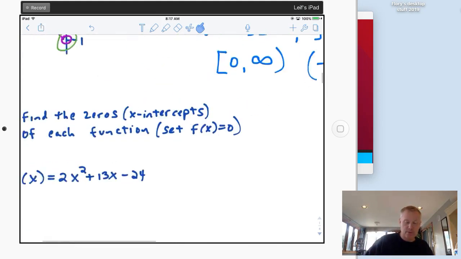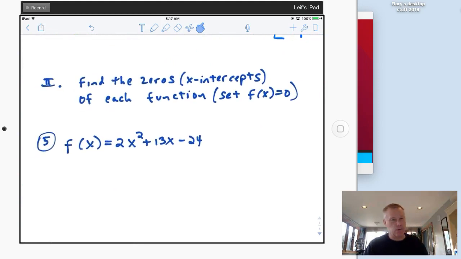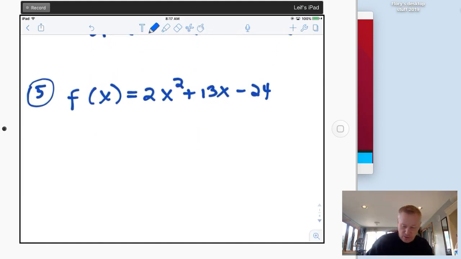All right, next, find the zeros, which is also called the x-intercepts of each function. In other words, you take f of x and set it equal to 0 and then solve it, okay? So if I took this equation down here, f of x equals 2x squared plus 13x minus 24, and set that equal to 0, and then I factor this, or if you wanted to do quadratic formula, that would work too.